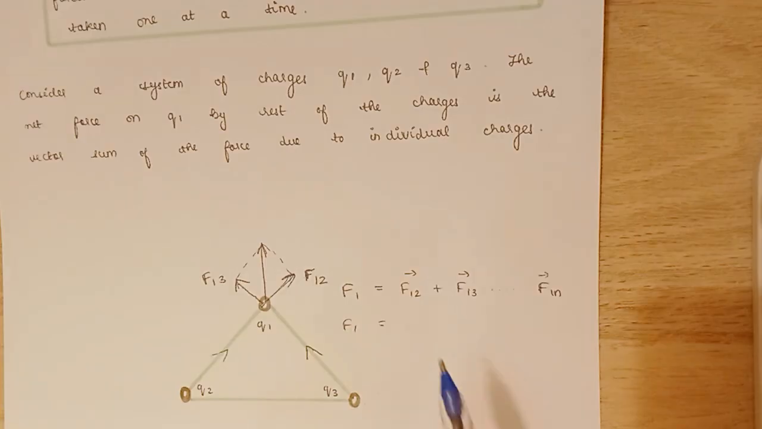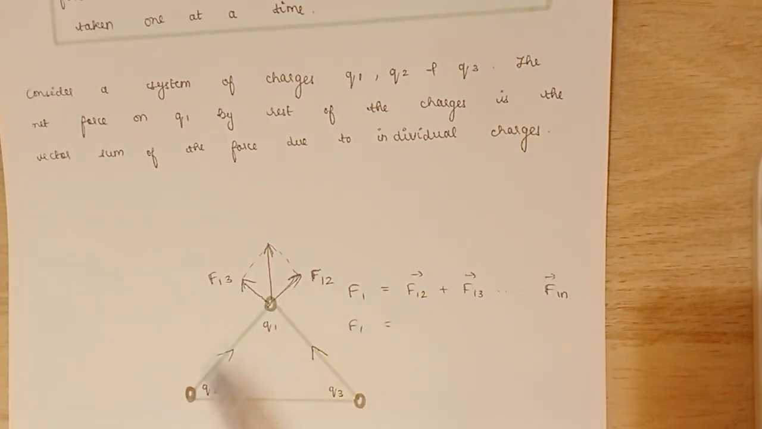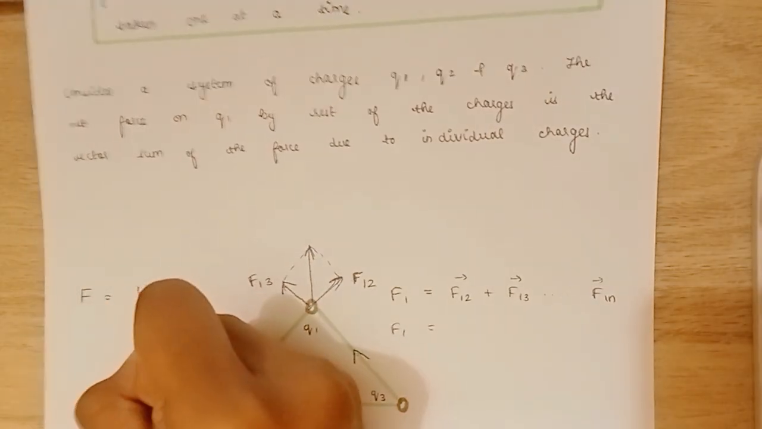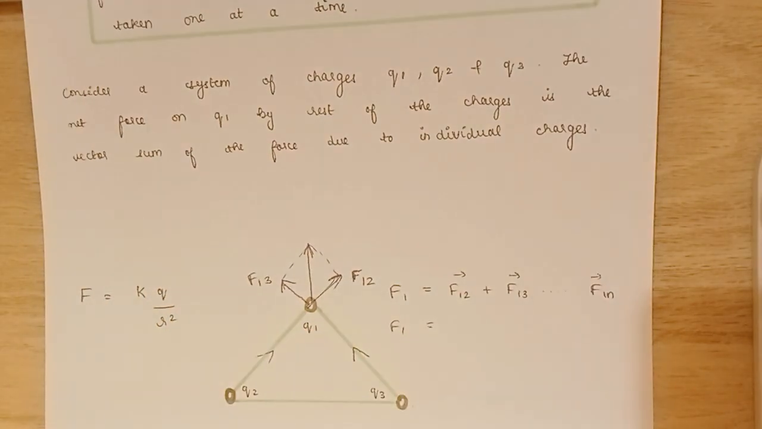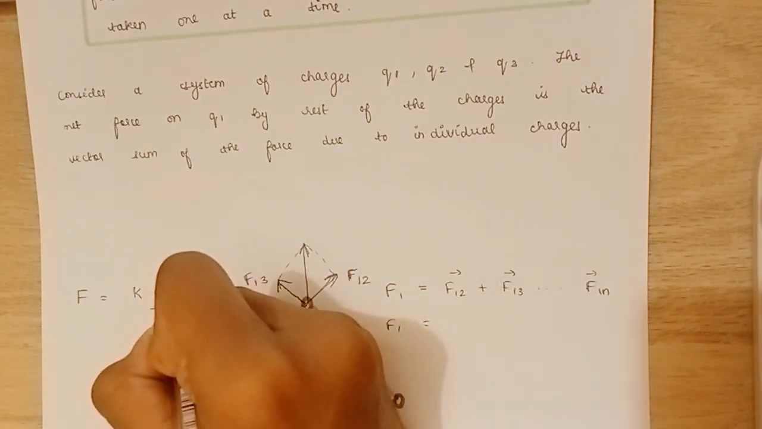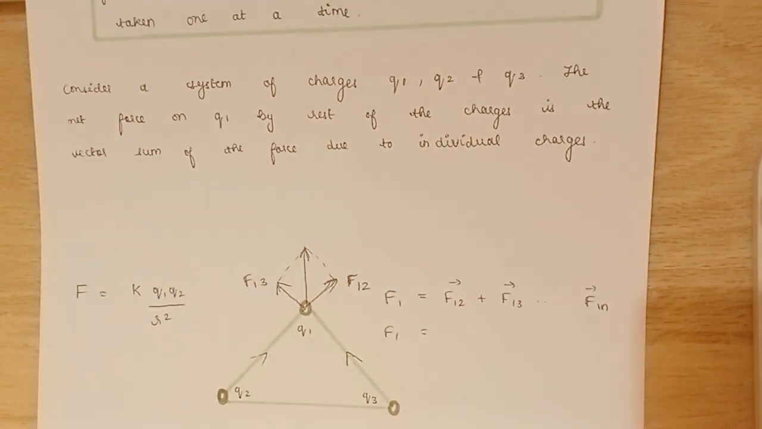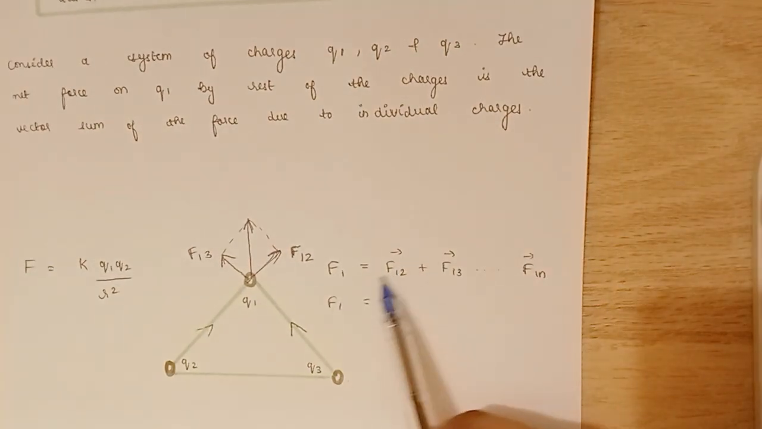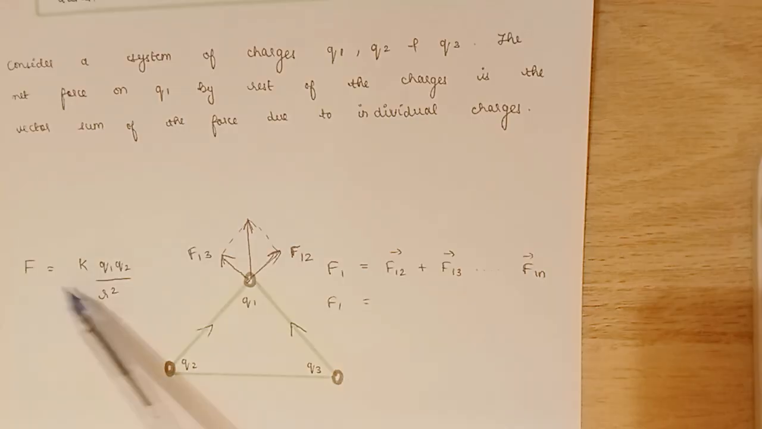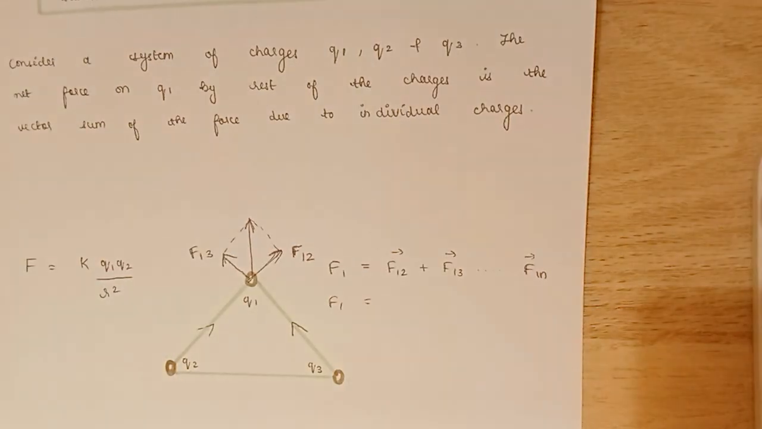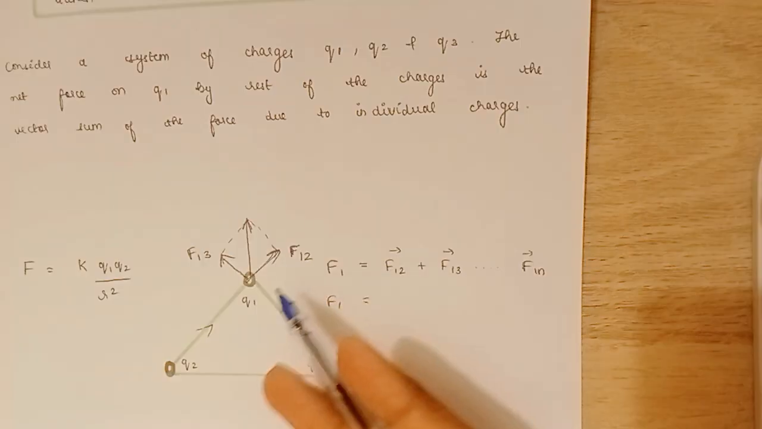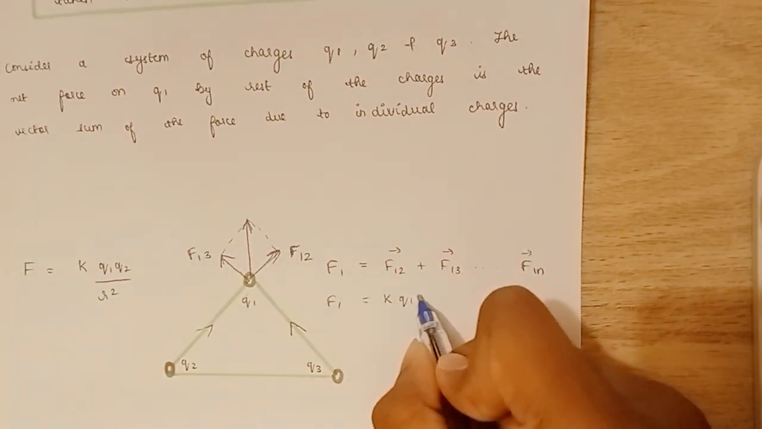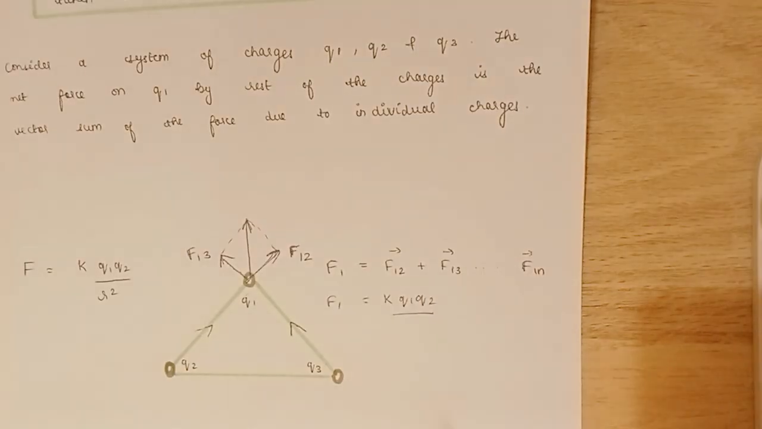So what is a force on a charge due to another charge? We know F is equal to KQ by R square. If there are two charges, then F is K Q1 Q2 divided by R square. Then how can we apply it here? That is F12 can be expressed as K Q1 Q2 by R square. What is Q1 and Q2? The same as it is, Q1 Q2. So that is K Q1 Q2 divided by. Now what is R over here?